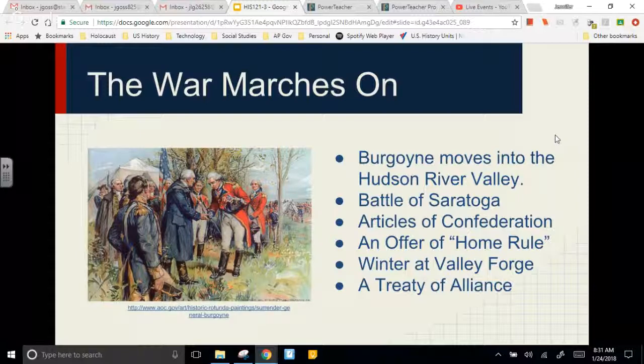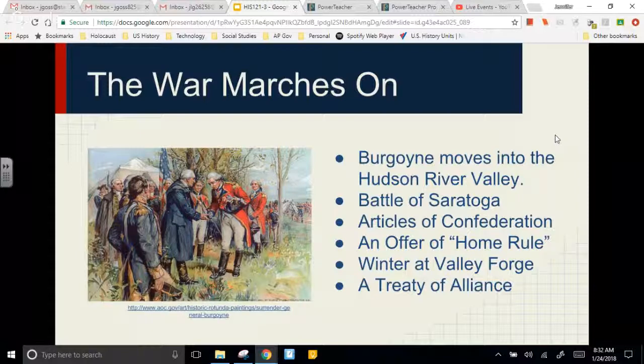Fortunately for the colonists, in the fall of 1777, they are successful in the Battle of Saratoga and turn Burgoyne's troops back, which will ultimately not only prevent the bisecting of the states, but also will help to shore up the support of the French, which we'll talk about in just a moment. So the Battle of Saratoga today is identified as the turning point of the American Revolution.